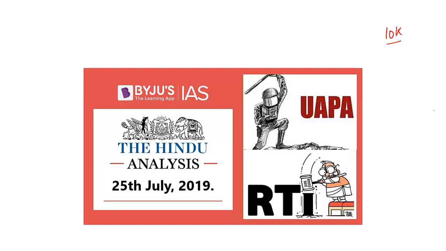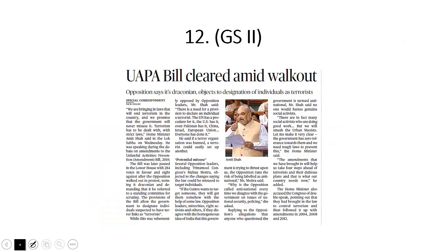So first, like the video and let's get started with the analysis of today's The Hindu newspaper, beginning with a news item on page number 12 of the Delhi edition of The Hindu, relevant for GS paper 2. The year was 1967 and the law was enacted called Unlawful Activities Prevention Act.